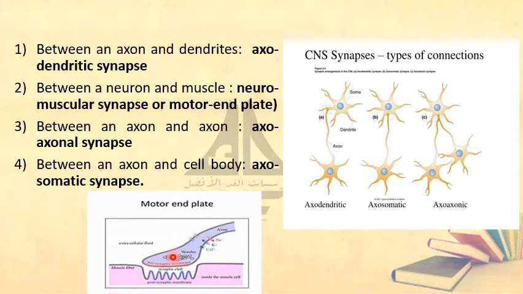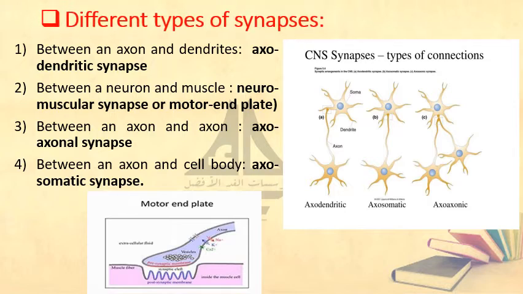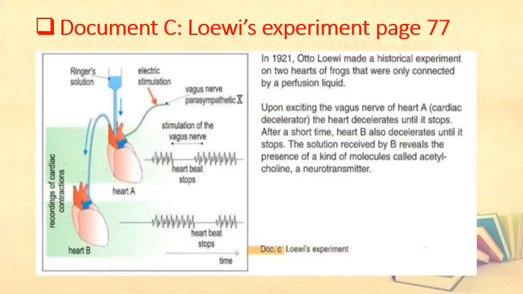And look here, it's taking place between a neuron, or axon, and a muscle. We call it a neuromuscular synapse, and it has another name you have to know, which is motor end plate. What do we call it? We call it motor end plate, which is between a neuron and a muscle. These are the different types of synapses.